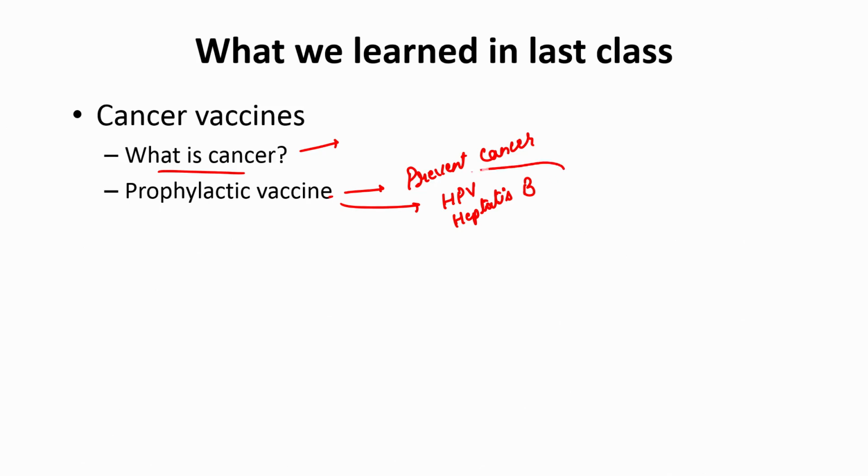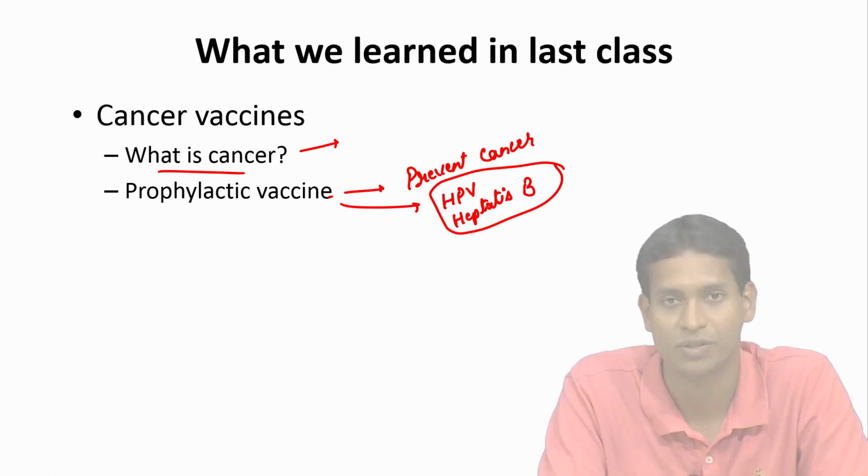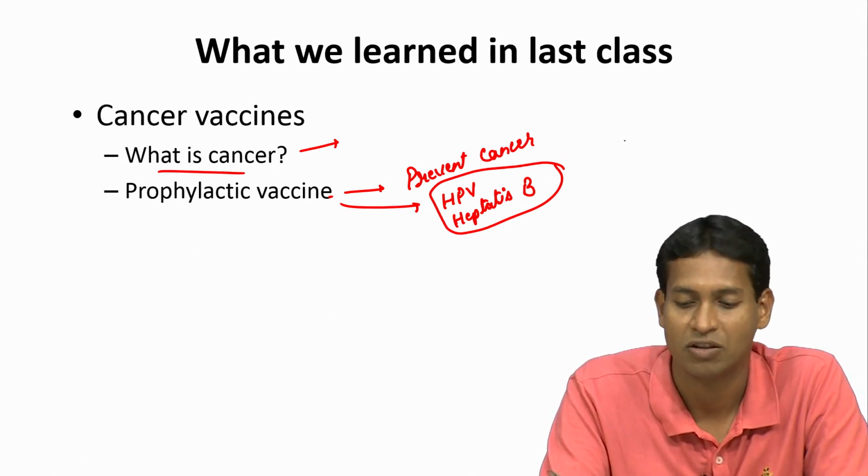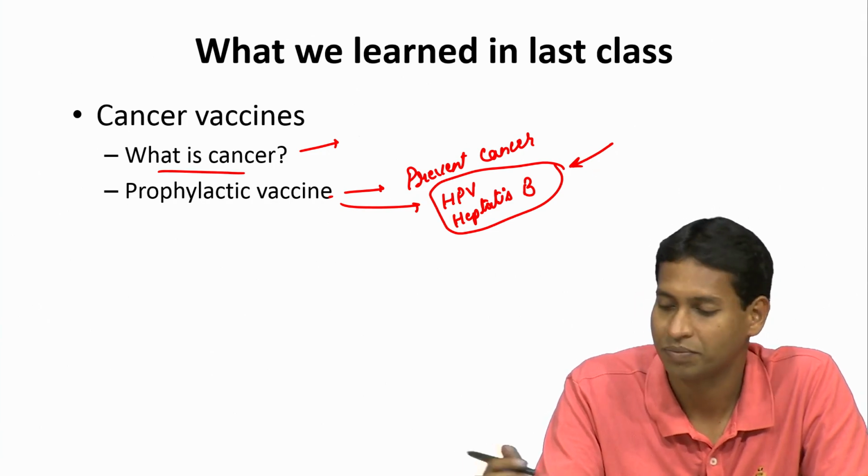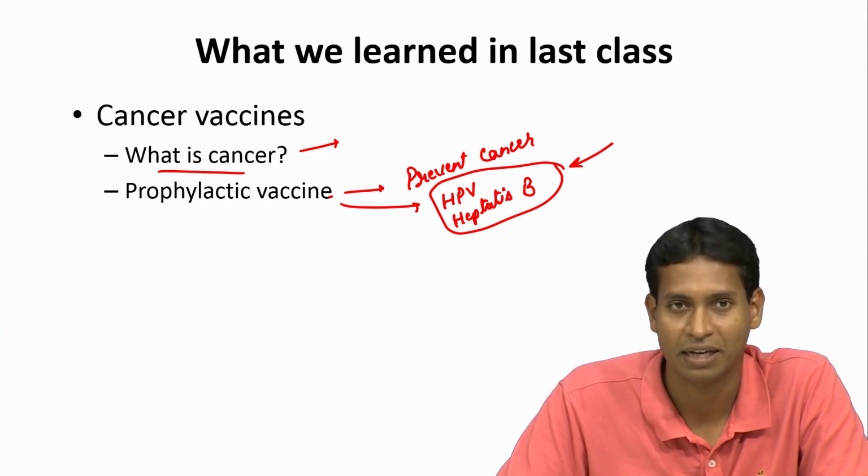So, these are viruses that are trying to replicate in a body, and during this process of infection they are also causing induction of tumors. So, if we give vaccines against these viruses, we will not get tumors. So, that was the whole prophylactic vaccine.